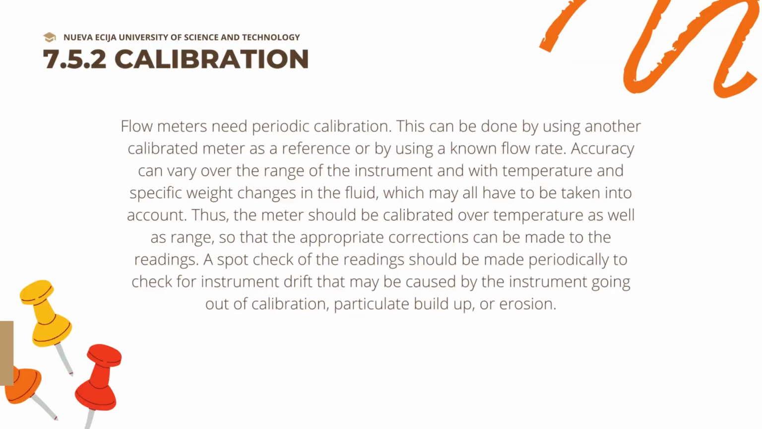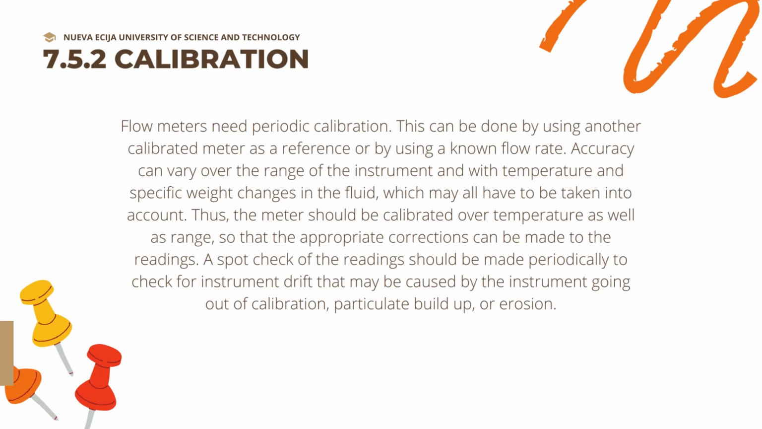7.5.3 Calibration. Flow meters need periodic calibration. This can be done by using another calibrated meter as a reference or by using a known flow rate. Accuracy can vary over the range of the instrument and with temperature and specific weight changes in the fluid, which may all have to be taken into account.